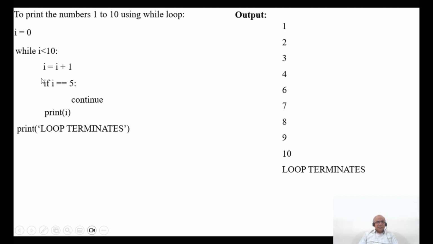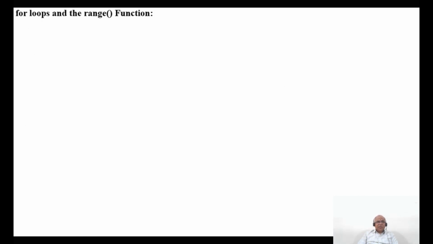Again it goes back. So is 10 less than 10? The condition becomes false. It skips all other statements and comes to this. So print loop terminates. So this is how your continue statement will work by using the while loop.